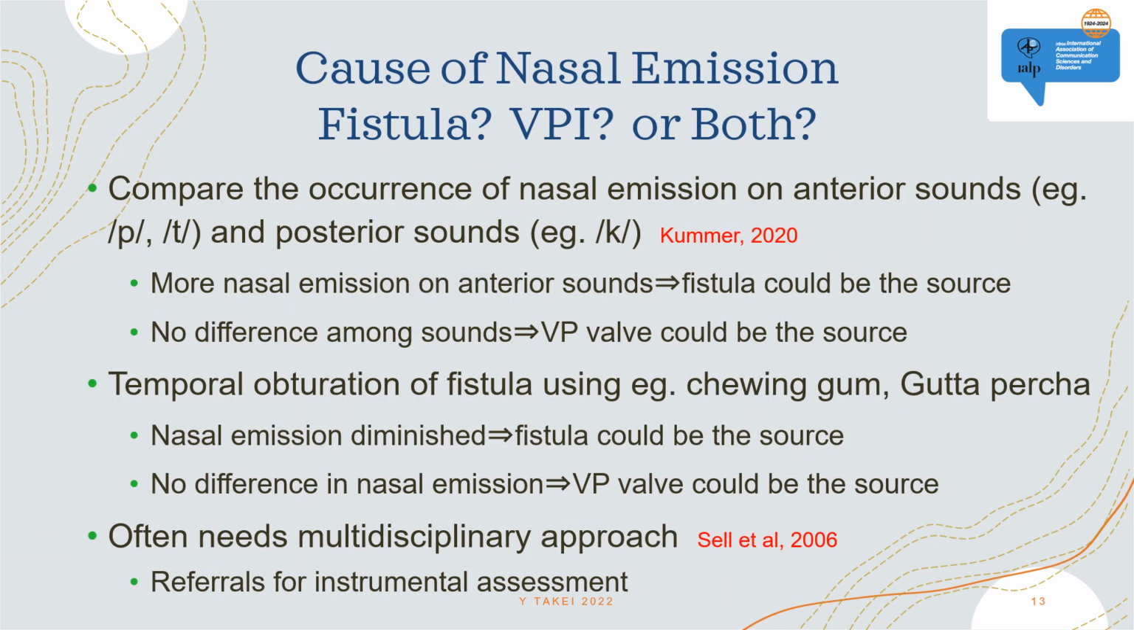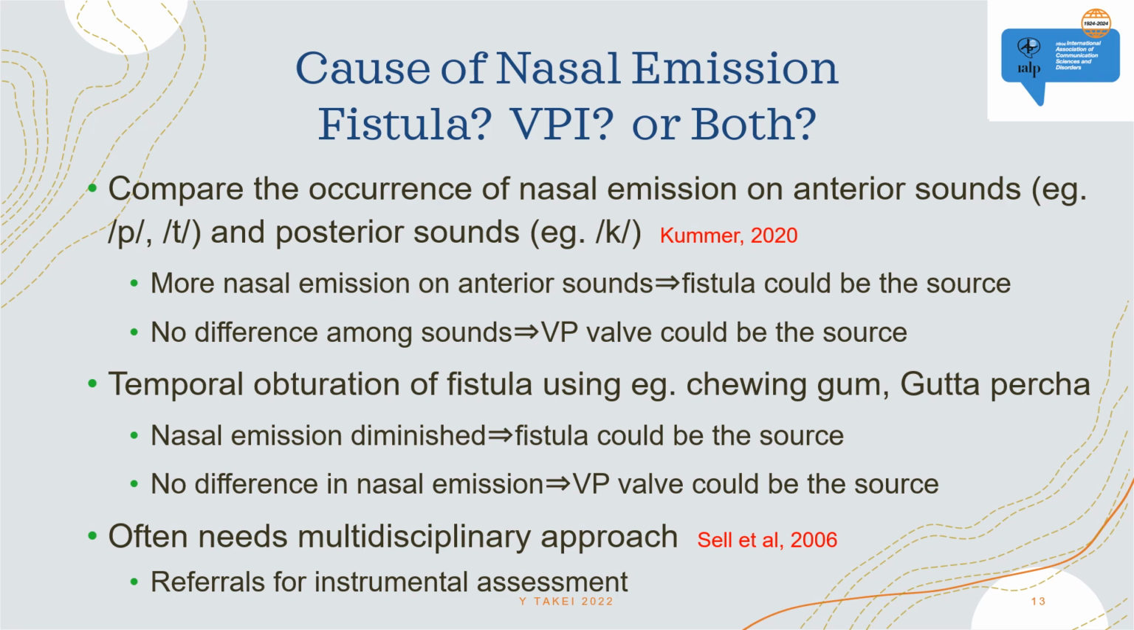It is important to determine the cause of nasal emission and hypernasality. Try to compare the occurrence of nasal emission on anterior sounds, such as P and T, and posterior sounds such as K. If there is more nasal emission on anterior sounds, fistula could be the source of nasal emission. And if there is no difference among sounds, velopharyngeal valve could be the source.